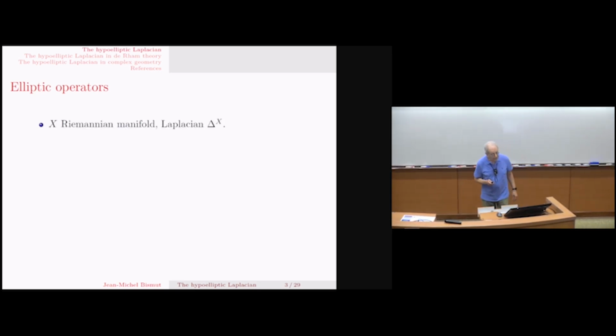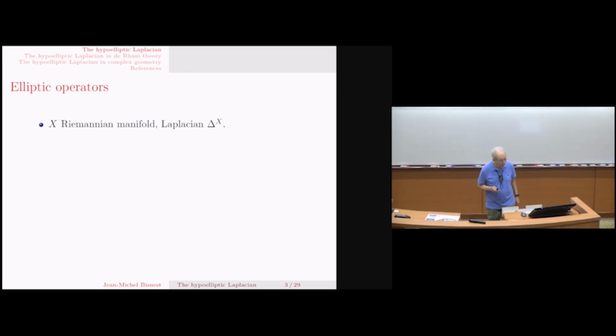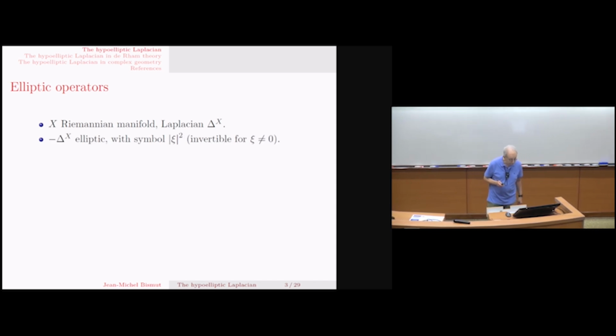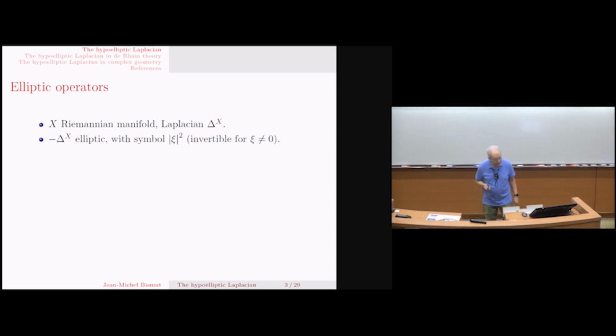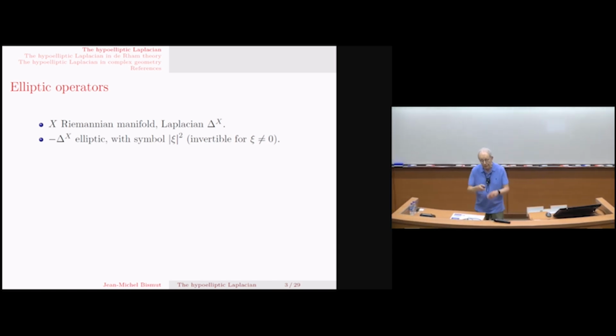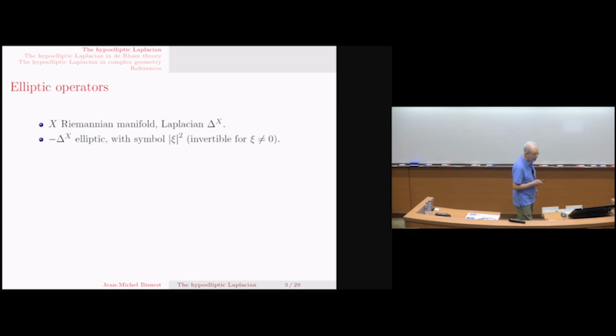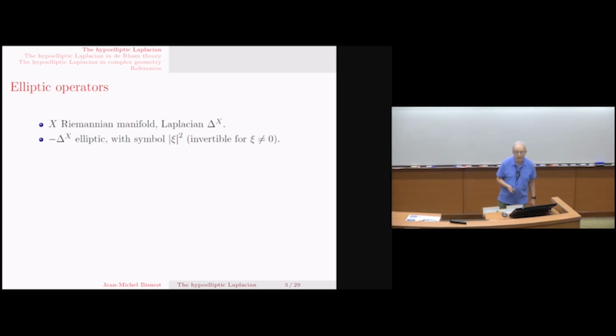So first of all, elliptic operators. You give yourself X to be a Riemannian manifold, and you consider the Laplacian, the Laplace-Beltrami operator Δ_X. It's well known that minus Δ_X is an elliptic operator. Its principal symbol is ψ squared. It's a function on the cotangent bundle, and it's elliptic because this symbol is invertible for ψ non-zero.